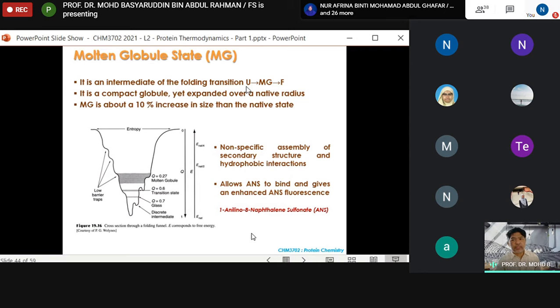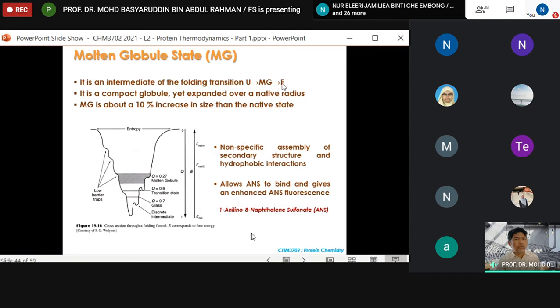First, we look at this U to MG, and U to MG can be reversible, and MG to F also can be reversible. That means from U to MG, it may be a continuous transition with no apparent switch from one form to other. Yeah, the folding of some proteins can be modeled as a three-state kinetic process.